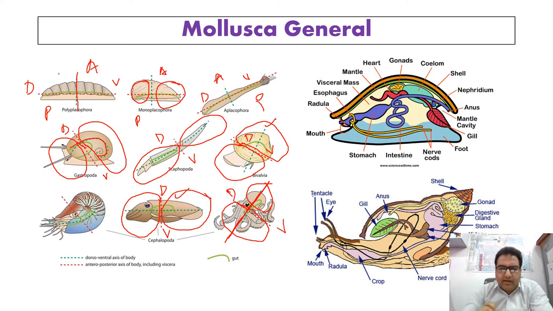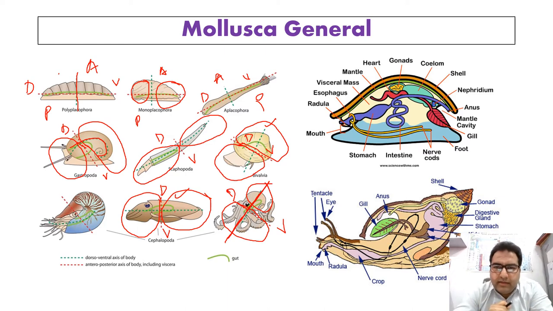So we should have a little bit of an idea of which is the anterior side and which is the posterior side, because during the study of the torsion, we should be able to know which is the posterior side and which is the anterior side, because it is the posterior side which twists at an angle of 180 degrees to move to the anterior side to get the torsion.